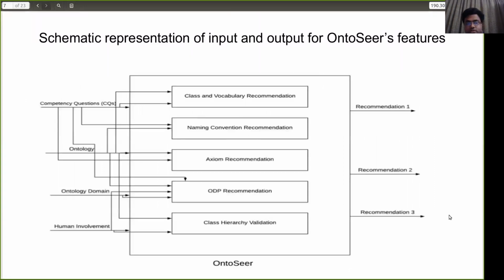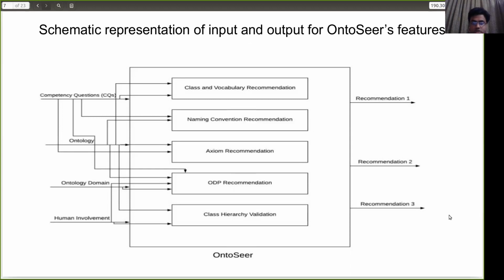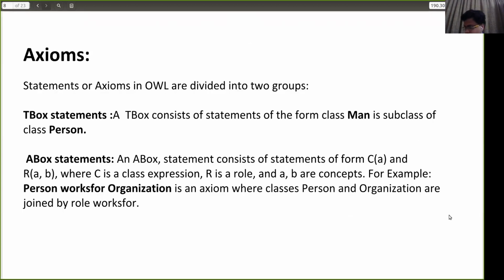Now, this is the schematic representation of the input of Ontosphere features. In this diagram, we can see what inputs are necessary for actually using Ontosphere features. Only the classes or the entity's description is a mandatory criterion for using Ontosphere features. All the other inputs, like ontology domain, competency questions, and human involvement, are optional. Now, for the shortage of time, we will specifically look into 2 features of Ontosphere. One is axiom recommendation and the other is class hierarchy validation.